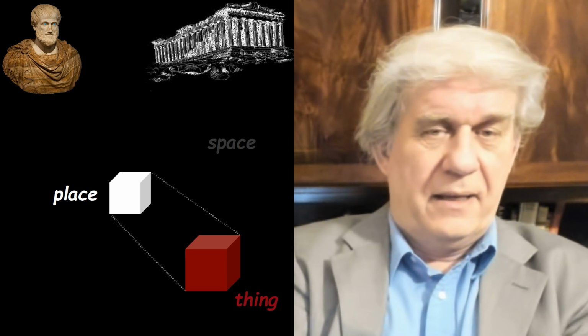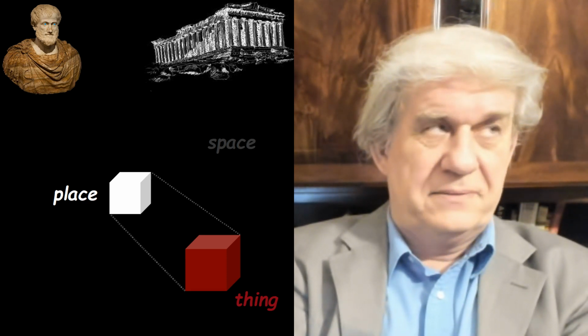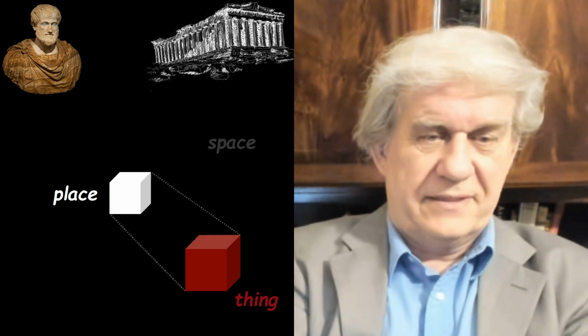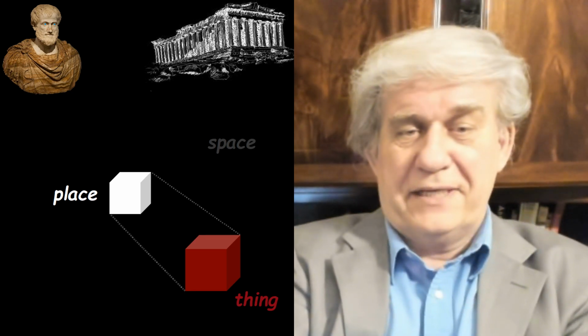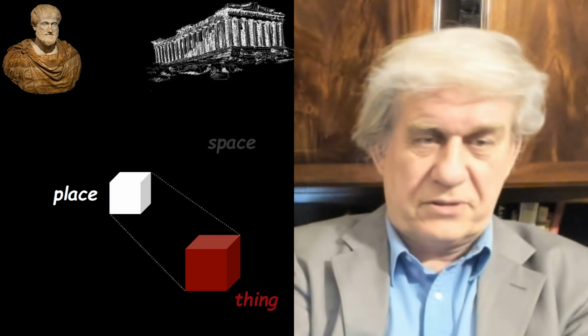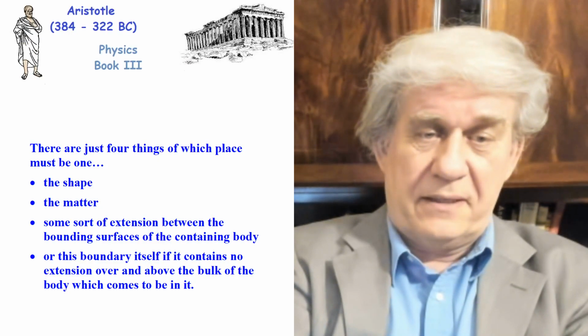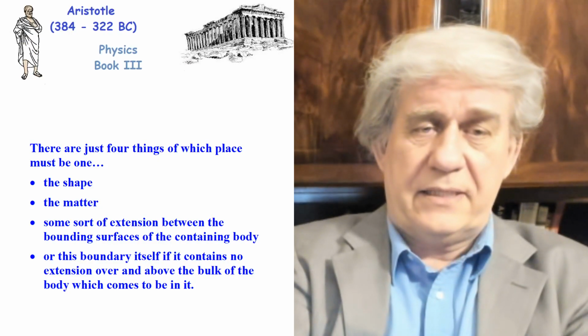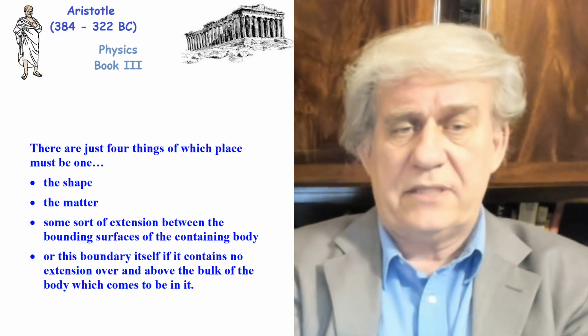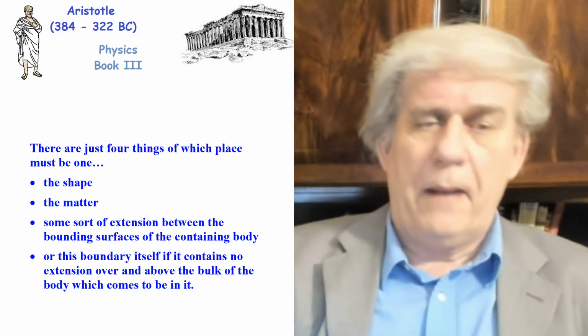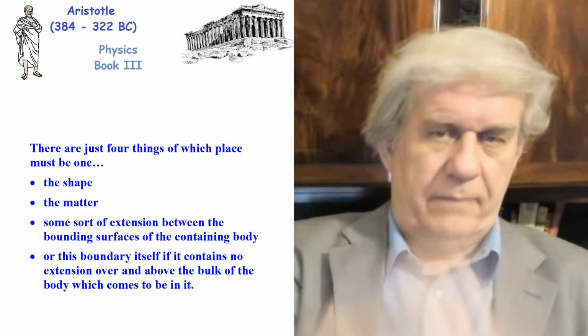Okay, he's saying place is something, a standalone thingy, whatever that thingy is. And the funny thing is, to this day, we still have a lot of these notions. Okay, so he tries to summarize it here. He says, there are four things of which place must be one.